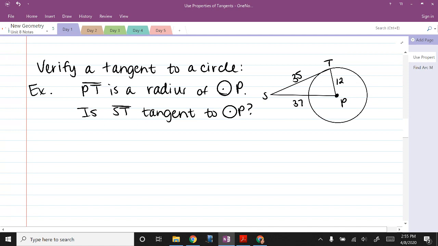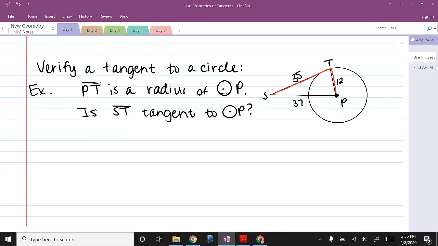It says determine if or verify a tangent to the circle. So you're verifying whether ST is tangent to the circle. So it says segment PT right here is a radius of that circle. So it tells me it's a radius. That means P is the center. Is segment ST right there tangent to circle P? So I want to know if ST is a tangent line.